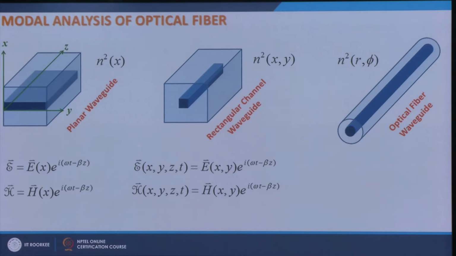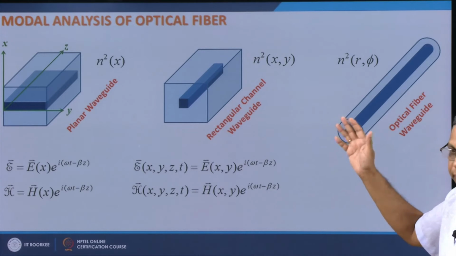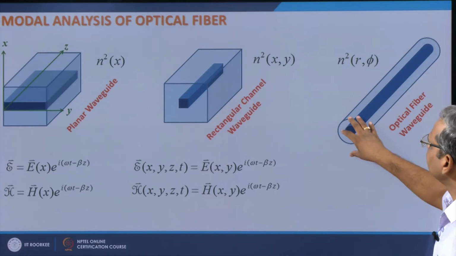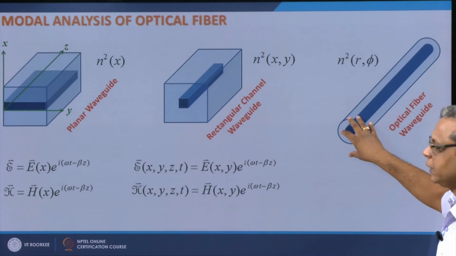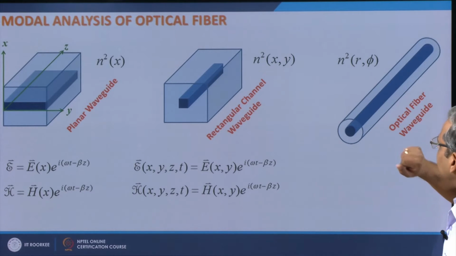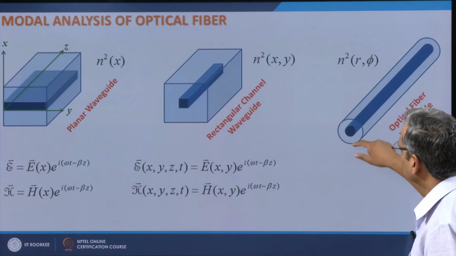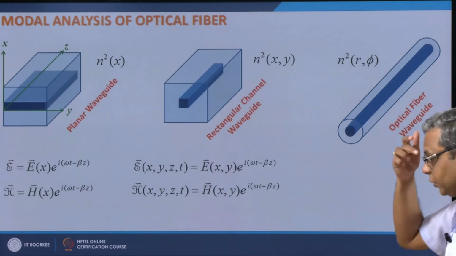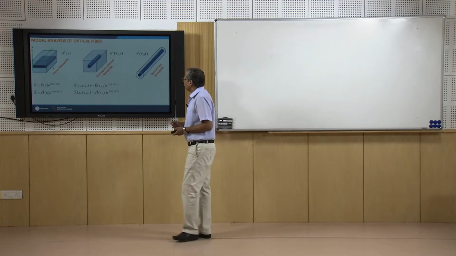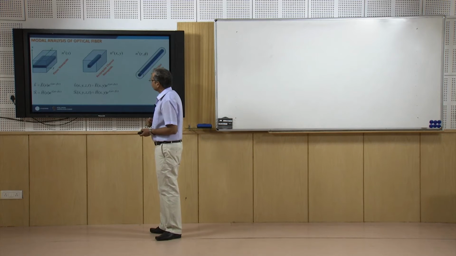If now I convert this into a cylindrical geometry, then it becomes an optical fiber waveguide. I can represent the refractive index profile in x and y, n square x and y, but because of cylindrical geometry it is much easier to analyze the structure if I represent this refractive index profile in cylindrical coordinates. So, r and phi are the transverse coordinates and z is the longitudinal direction along which the light is propagating. So, now what would be the modes of this kind of structure?